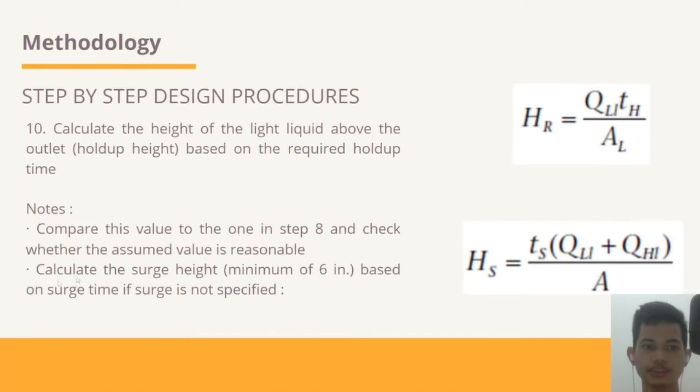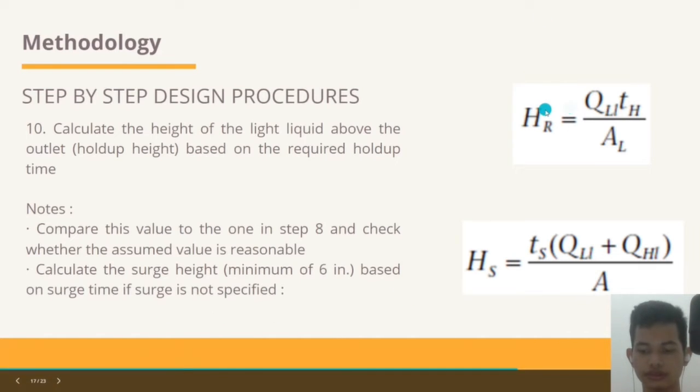Step number 10 is to calculate the height of the light liquid above the outlet, or hold-up height, based on the required hold-up times. Note, compare this value to the one in step 8 and check whether the assumed value is reasonable. Then you need to calculate the surge height, with a minimum of 6 inch, based on surge time if surge is not specified. The equations are on the right.